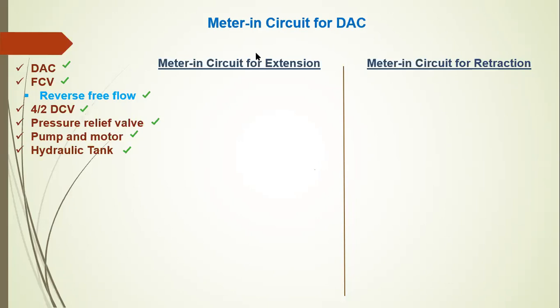First, draw the hydraulic tank here. This is the symbol for the hydraulic tank. We can draw both circuits in parallel so we can differentiate between them. Here we draw the hydraulic tank for both the meter in circuit for extension and the meter in circuit for retraction.